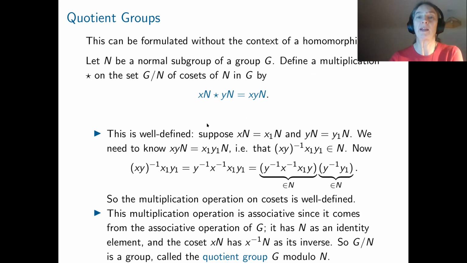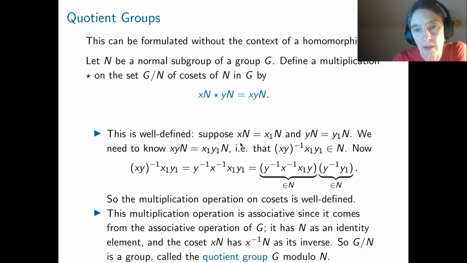You need to know, if this multiplication makes sense, that you're going to land in the same coset. So you need to know that if x and x1 represent the same coset, and y and y1 represent the same coset of N in G, then the product xy and the product x1y1 represent the same coset in G. So that's what the statement of well-defined is about: that this is a well-defined multiplication instruction for multiplying cosets, that it's robust, that where you end up from a pair of cosets does not depend on which representatives you choose from each coset.